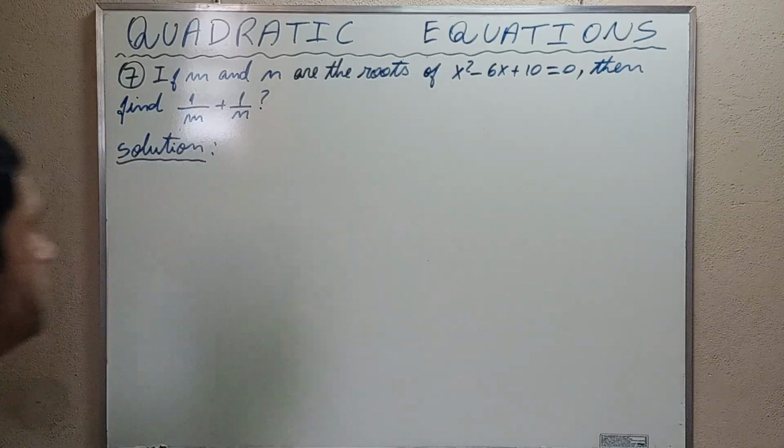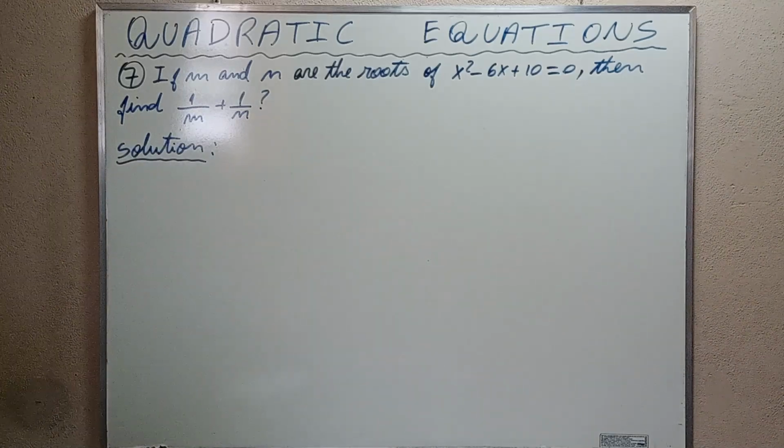Exercise number 7. If m and n are the roots of x squared minus 6x plus 10 equal to 0, then find 1 over m plus 1 over n. Okay, my friends, this is the exercise. Let's go to the solution.